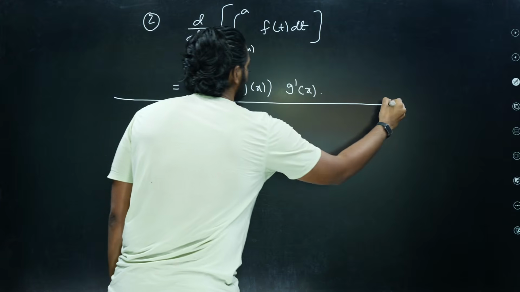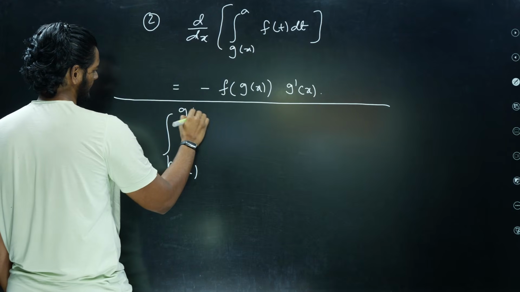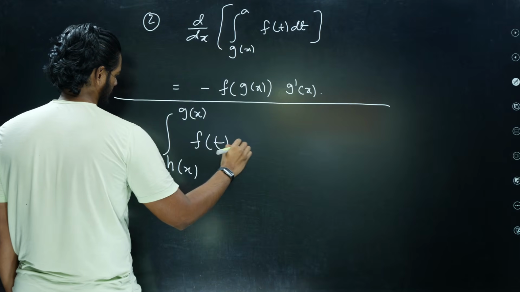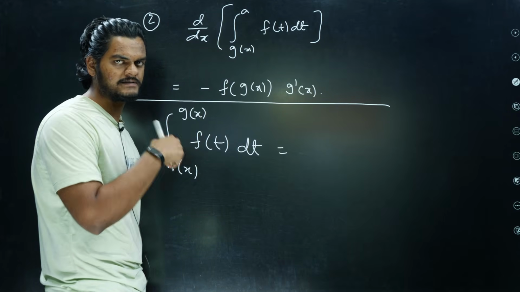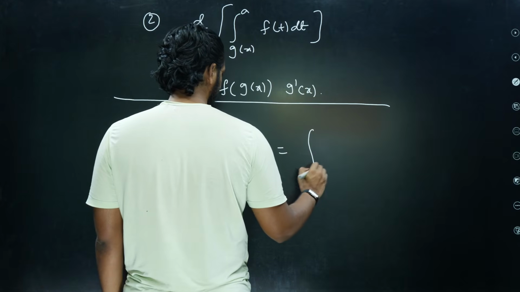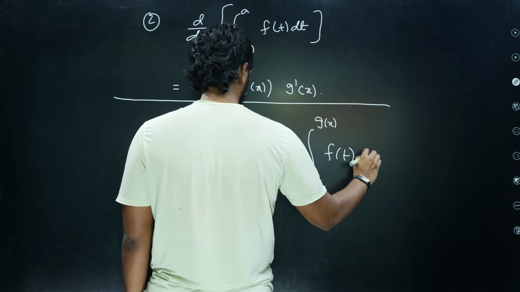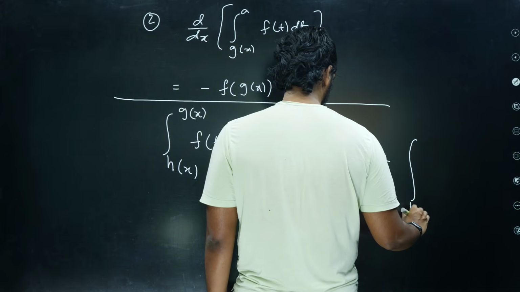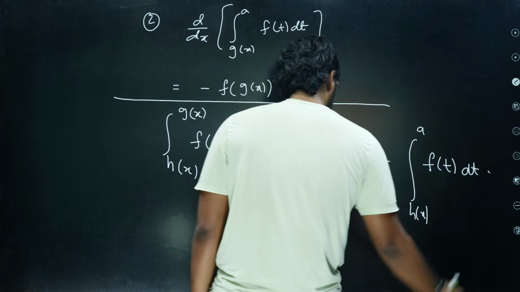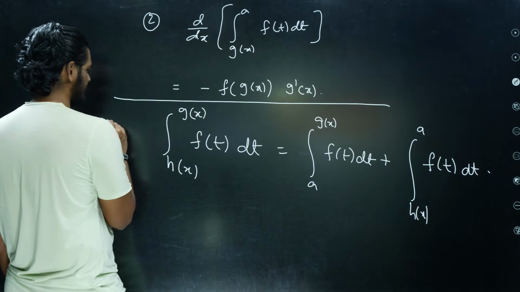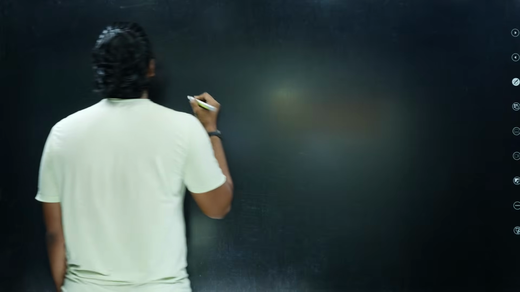Now I will combine these two. If I have say h of x here and g of x here, I will use one of the things which we discussed in definite integration, that I will divide this into two different integrals, a to g of x plus h of x to a, right? So now if I differentiate this, it will be the differential of these two. So from there we get the Newton-Leibnitz formula.